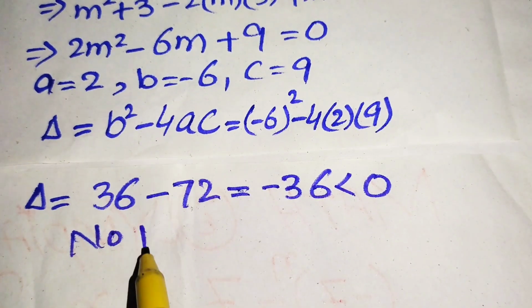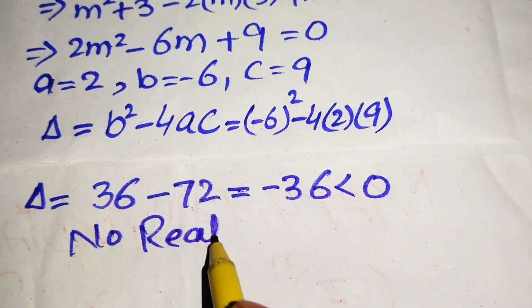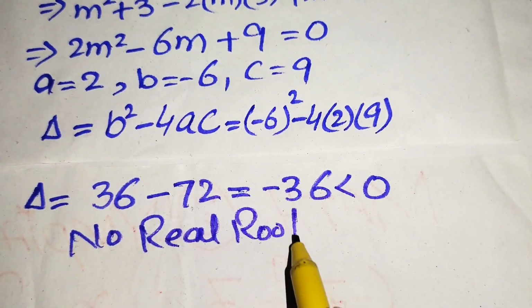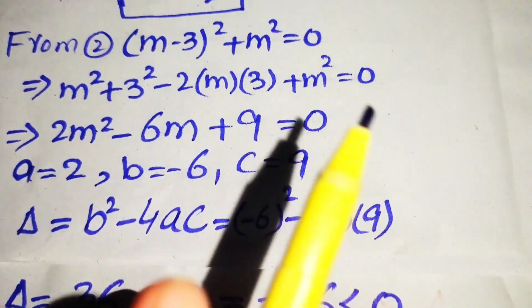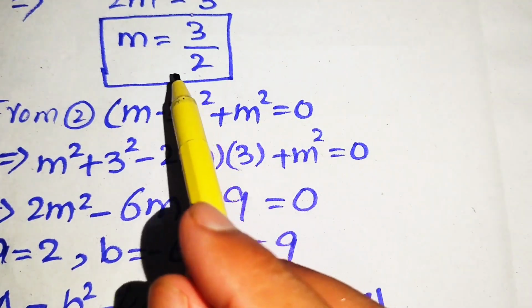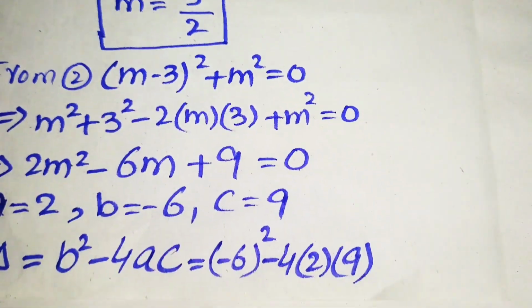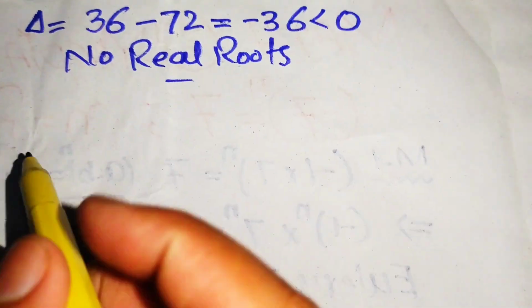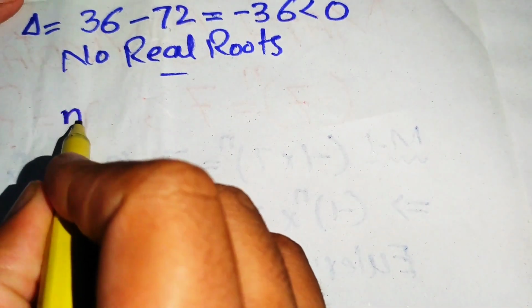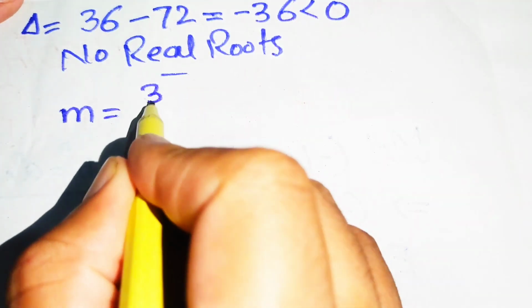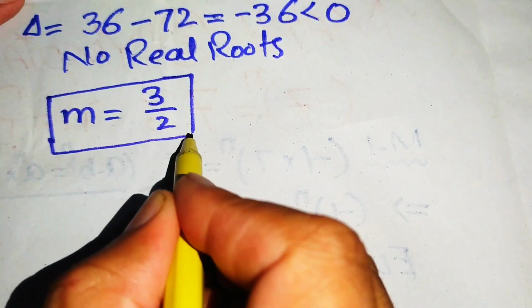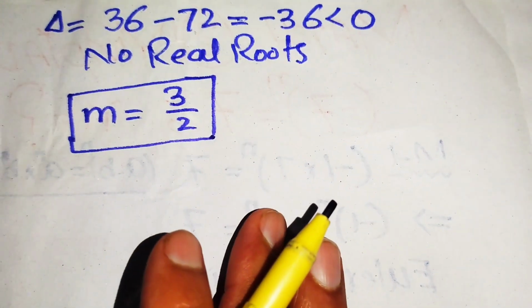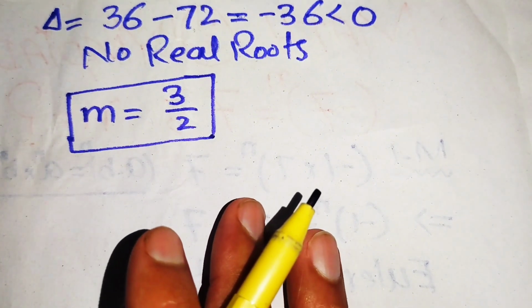So we just write here, it has no real roots, so we reject case number 2, and we have only one solution of this question, and it is m equals 3 over 2. So we copy down this solution here. Finally, the value of m equals 3 over 2. And now we check whether this value satisfies our given question statement or not.